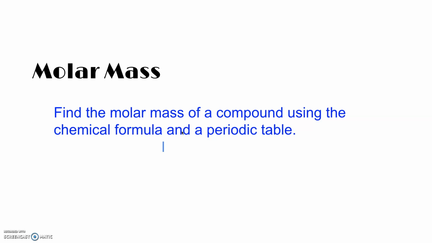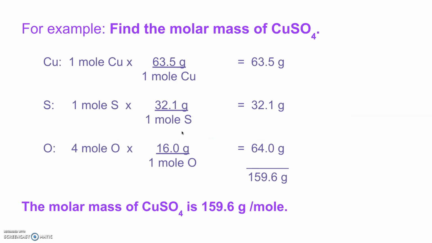If we need to, we can find out the molar mass of a compound using the chemical formula of the compound, and we need a periodic table. Here's an example of how we did this. There's a separate video in Mr. Field's Chem channel on YouTube about how to find the molar mass of a compound.